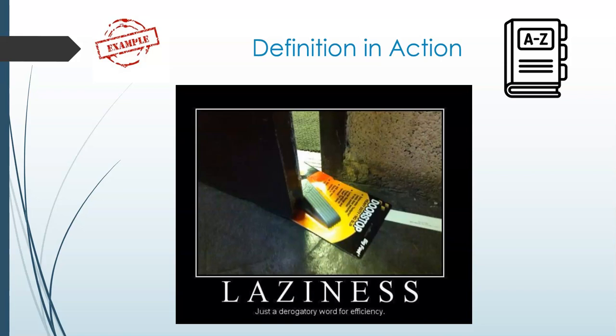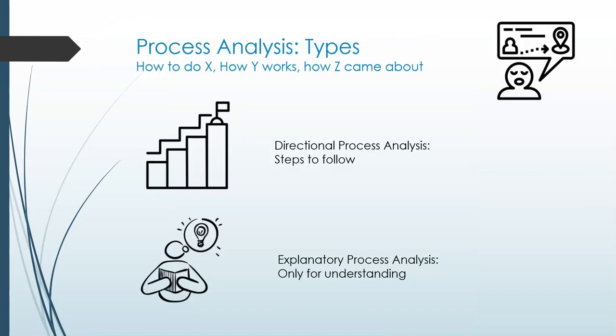Here is one example of the way how we define something can carry value judgment. This meme defines laziness as simply an insulting word for efficiency. Now that we've discussed definition, let's move on to the next pattern.